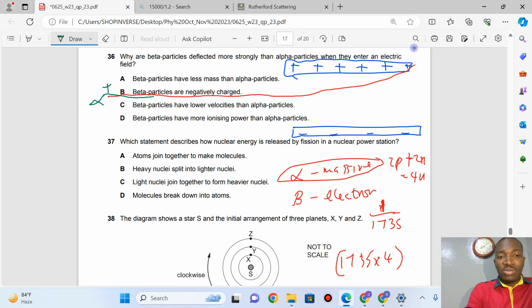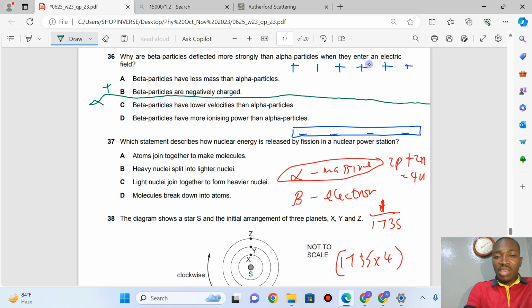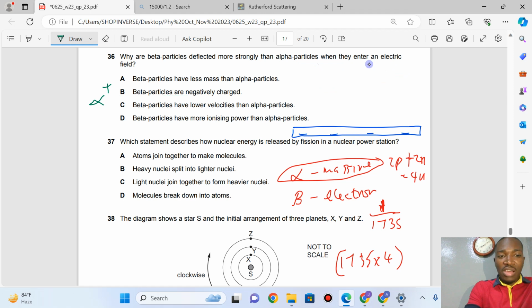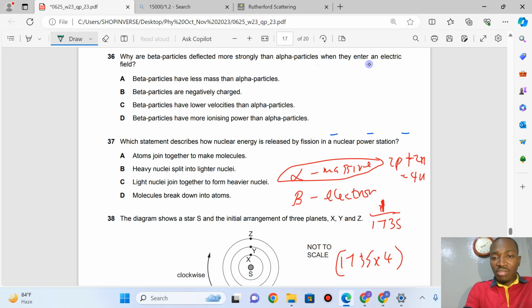So if alpha particles are going this way, deviation will be so minimal, so small, unlike that of beta particles that is so obvious. And since beta particles are electrons, negative charge, they will be attracted towards the positive plates. That is what happens when you have alpha particles moving through an electric field and you have beta particles moving through an electric field.